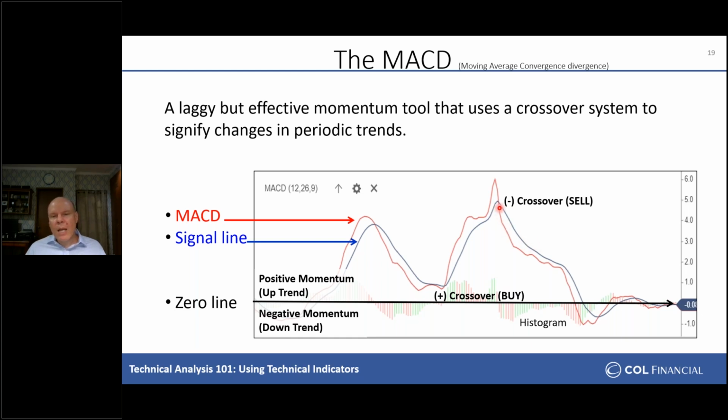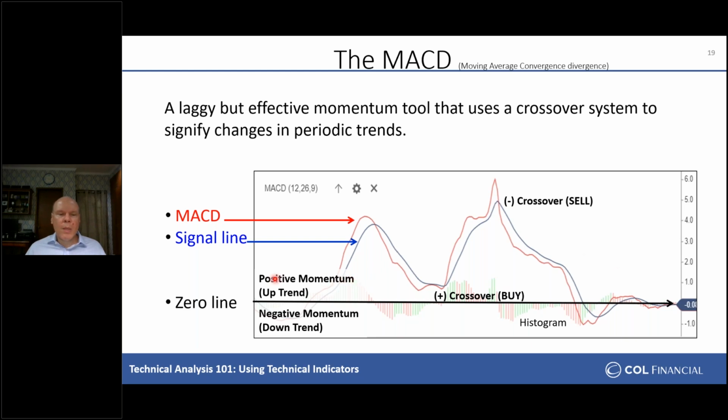Now remember, as long as the red line, or the MACD line, is below the signal line, you remain in sell mode, and that means you shouldn't be touching this until a potential buy situation comes in somewhere like this or somewhere like this. So we'll go into that in a little bit.